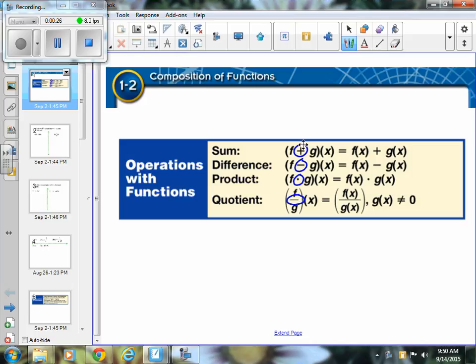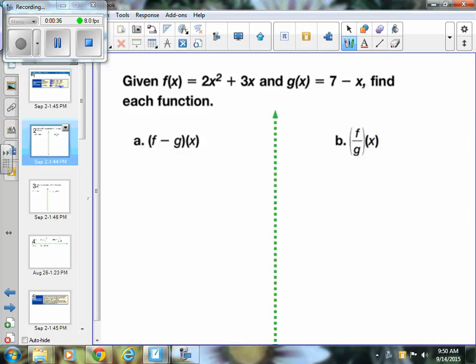And just make sure you're keeping track of things like denominators. So like in the bottom one there for division, remember that the denominator cannot be 0. All right, so let's take a look at a couple of examples.